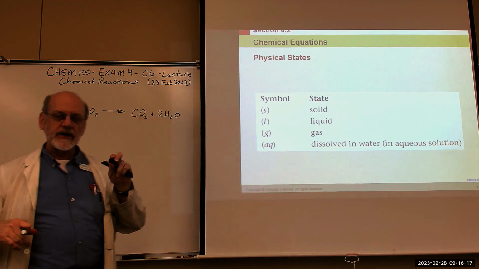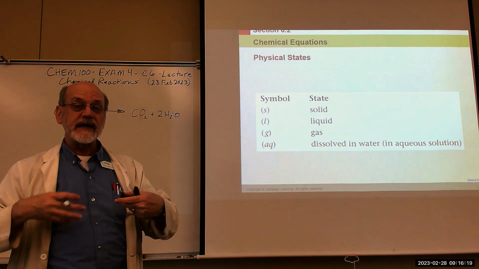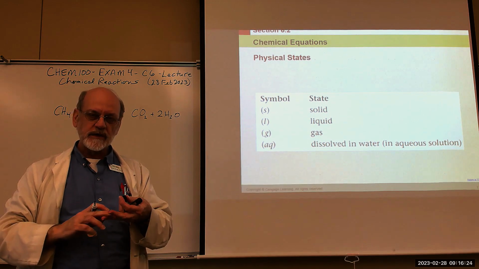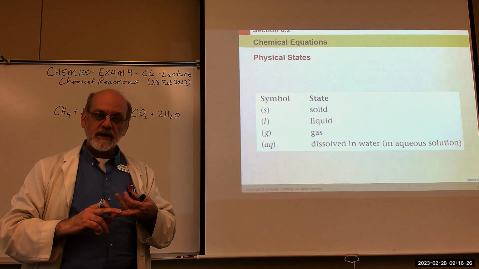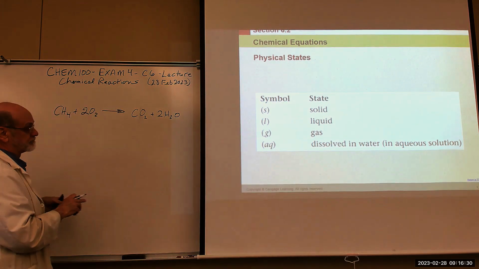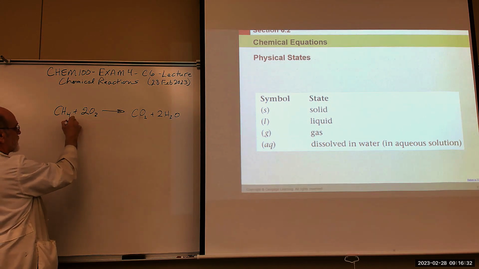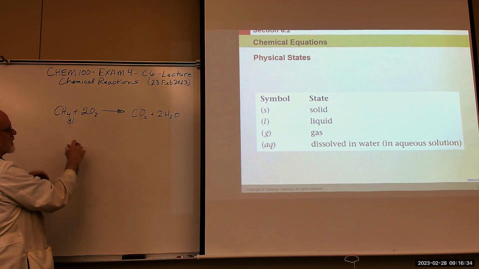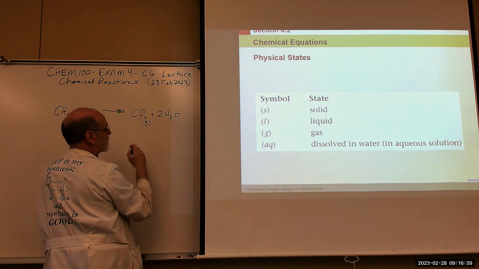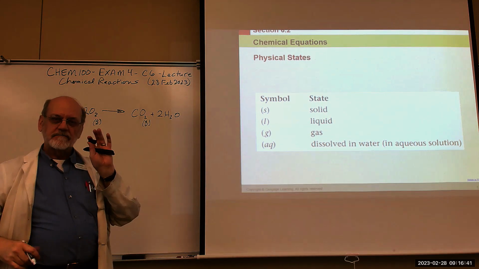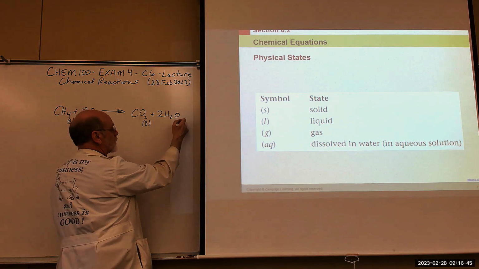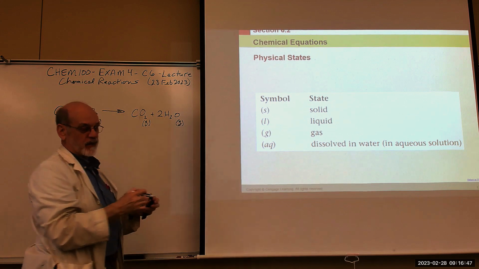And it's often customary to say, all right, what phase are the reactants and products in? Are they gases, liquids, or solids? Or are they in aqueous solution? That's another option. So this is a gas. So we put a little g in parentheses. That's a gas. This is a gas. And with all the heat that's being produced, this is also a gas. It's water vapor.